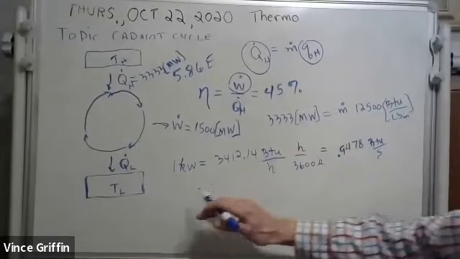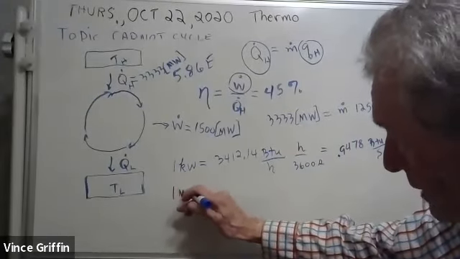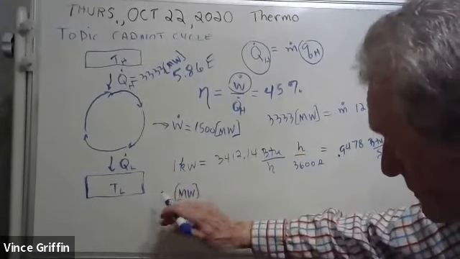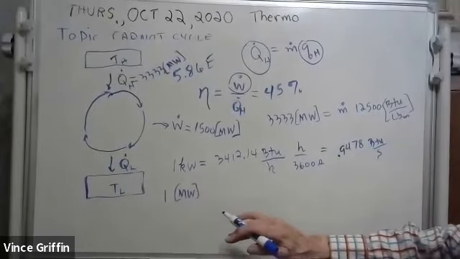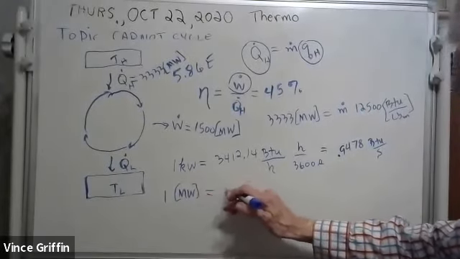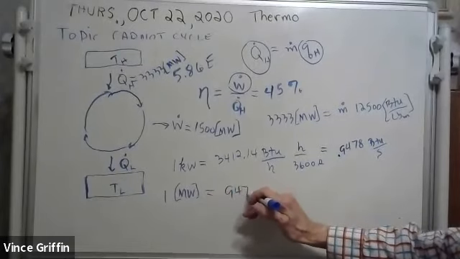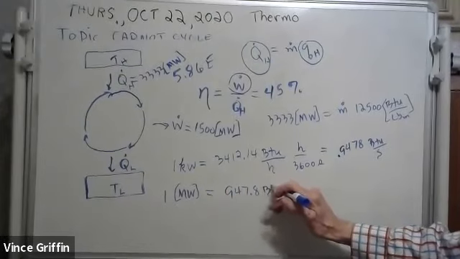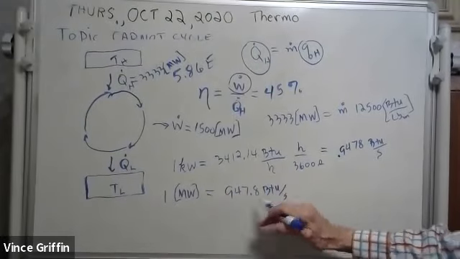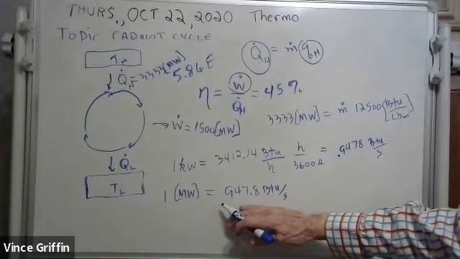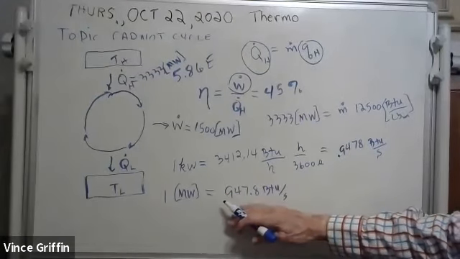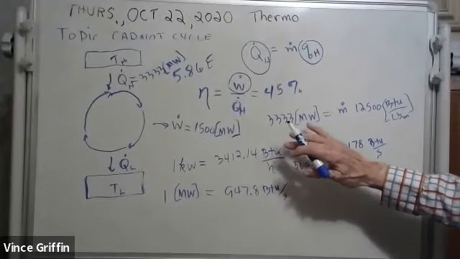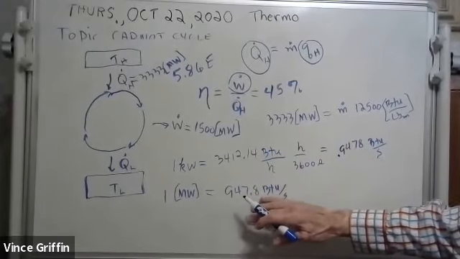But we don't have a kilowatt. We're dealing with megawatts, so that's no problem. 1 megawatt is just 1,000 of those. So that would be 947.8 BTUs per second. Mohammed, are you with me to here? Yes, sir. Great. So here's what we're going to do. We're going to multiply this by 947.8.